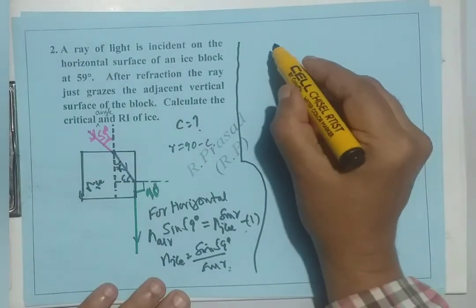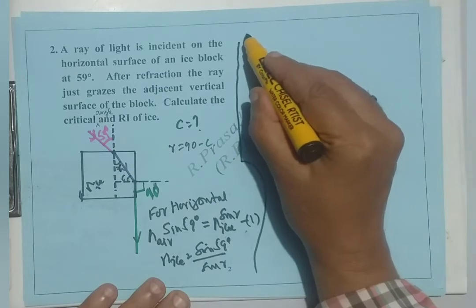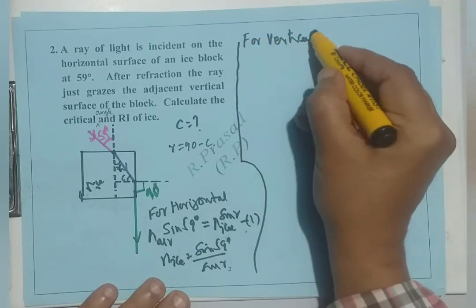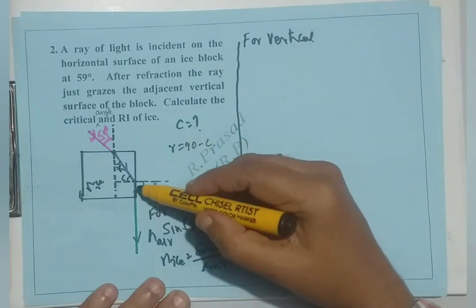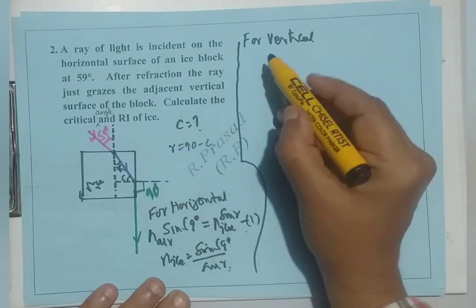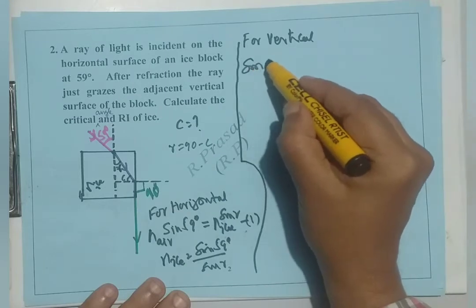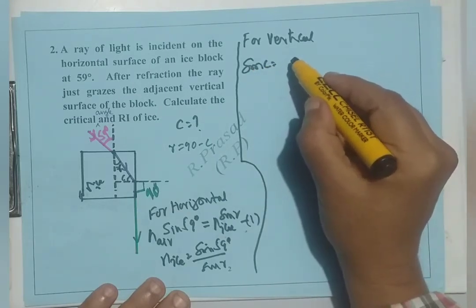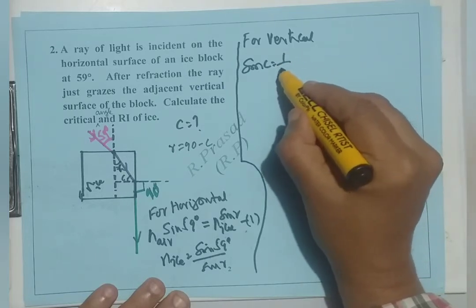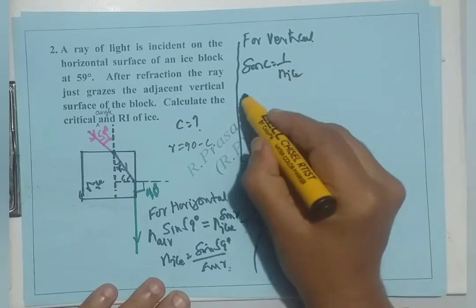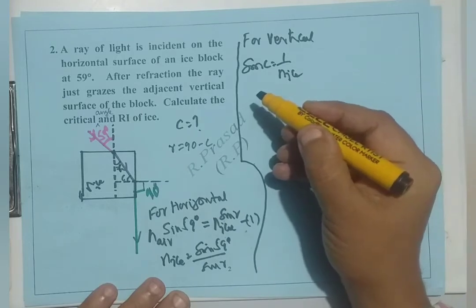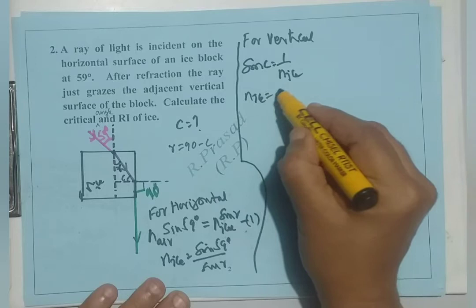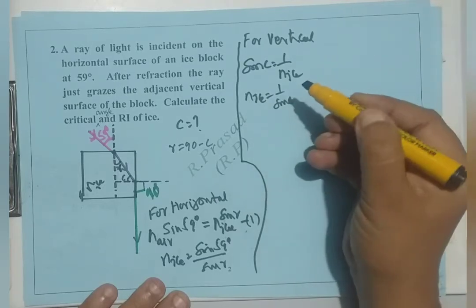For that, for the vertical face, observe, it is 90 degree, therefore I can simply write sin C equals 1 by N ice. Therefore, N ice is 1 by sin C.